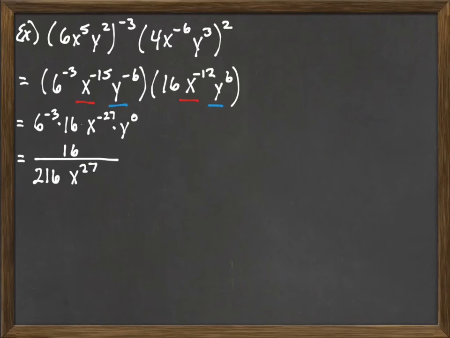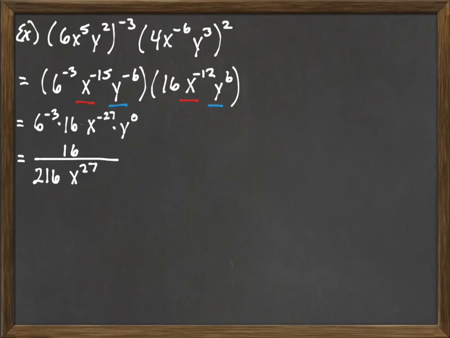So at this point, I'm going to take everything that has a negative exponent and move it. So I moved my 6 to the negative third down to the bottom, and then 6 to the third is 6 times itself 3 times, and that's how I get 216. The 16 stays put because it had a positive exponent. The x to the negative 27th moves to the bottom. And y to the 0, again, remember that is 1.